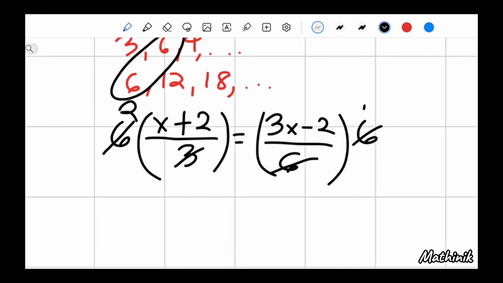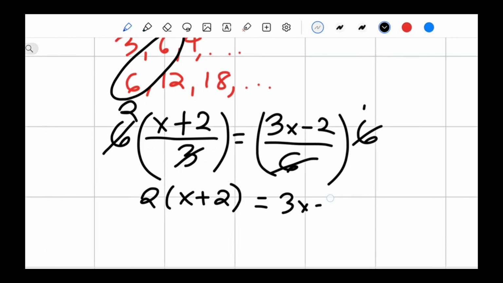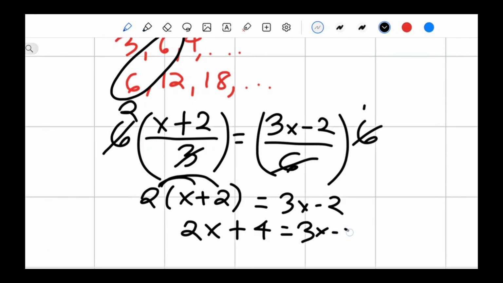Okay, so 1 times 3x - 2 is 3x - 2. So now we are left with 2 times (x + 2) = (3x - 2) times 1. So let's just copy first. We have 2 times (x + 2) equals 3x - 2. Now we distribute. 2 times x is 2x. 2 times 2 is 4. Then copy 3x - 2.